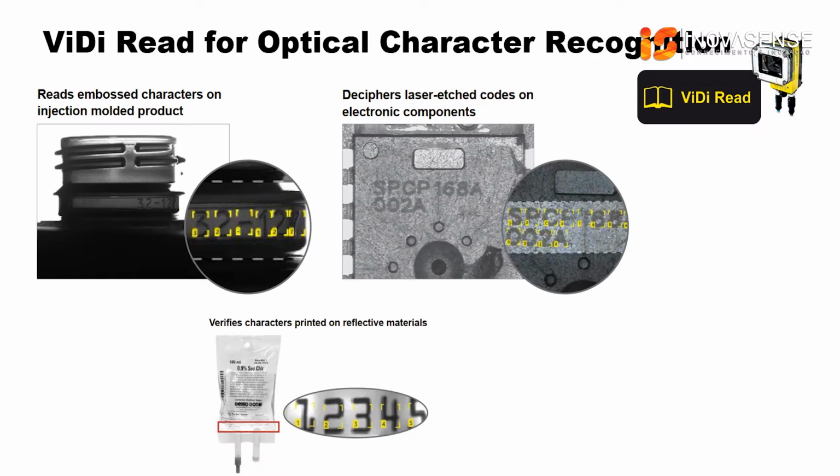ViDRead is a deep learning OCR algorithm. ViDRead deciphers badly deformed, skewed, and poorly etched human-readable characters. The pre-trained font library identifies most text immediately for fast and easy implementation. This example-based robust tool can be retrained to adjust to specific OCR application requirements with little vision experience required.